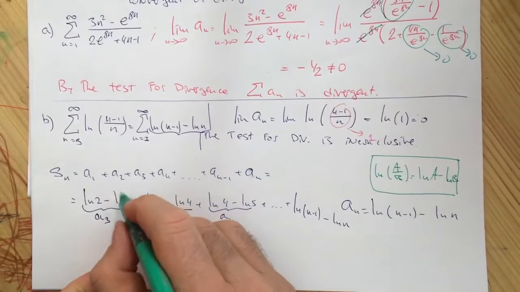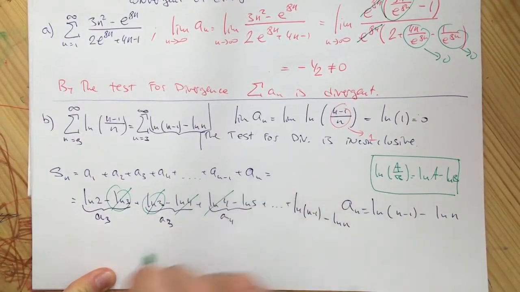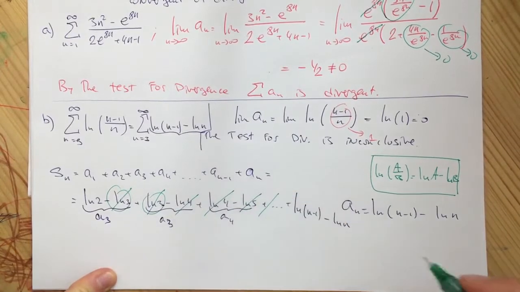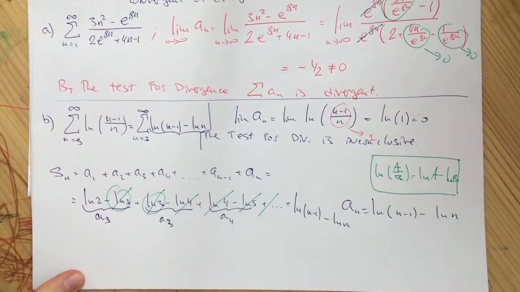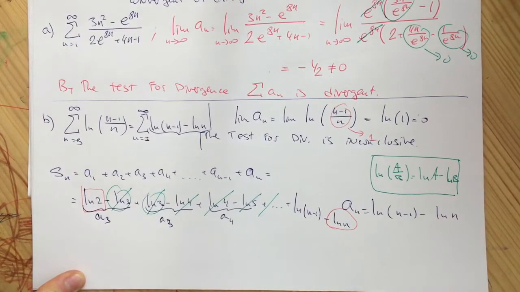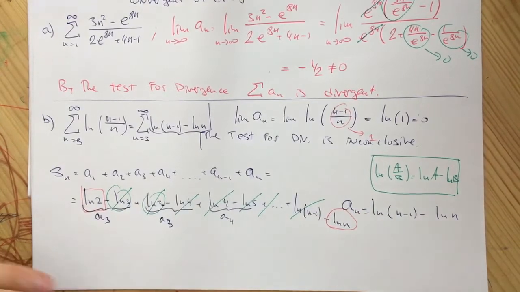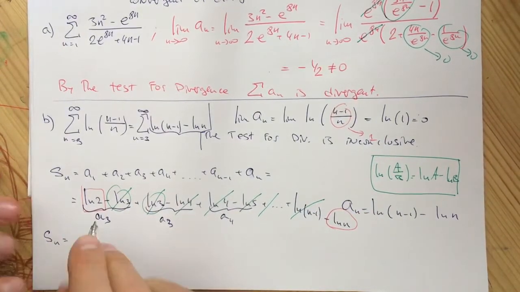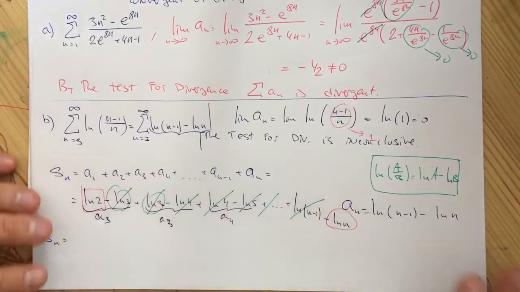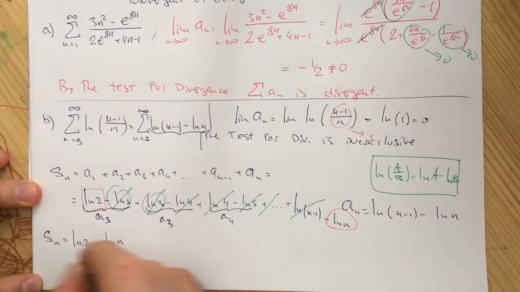So what can we cancel? We cancel this one and this one. ln of 4 cancels with ln of 4, ln of 5 will cancel with the next one. And what do we have? We have one term left at the beginning of the partial sum, which means that we'll be left with one term at the tail of this partial sum. So finally, after we cancel everything, Sn boils down to ln of 2 minus ln of n.